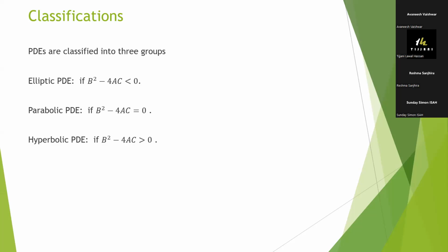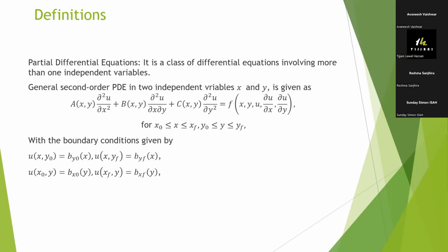For an elliptic PDE, b square minus 4ac should be less than 0. You remember what A, B, C are? A is the coefficient of the second order derivative with respect to x, B is the coefficient of the mixed derivative, and C is the coefficient of the second order derivative with respect to y. You can simply calculate b square minus 4ac. If these are constant, it will be easy for you. If these are not constant, they depend on the variables x and y, so imposing some conditions, you can see the range of x and y.